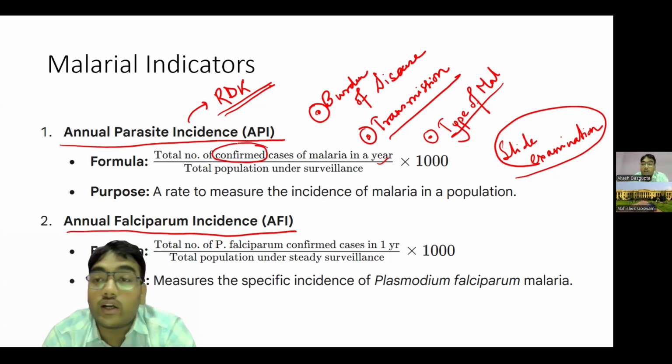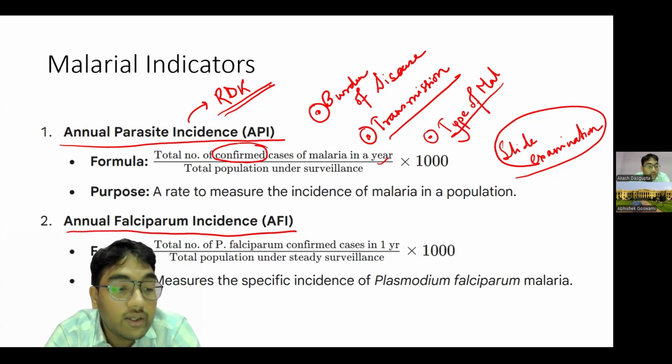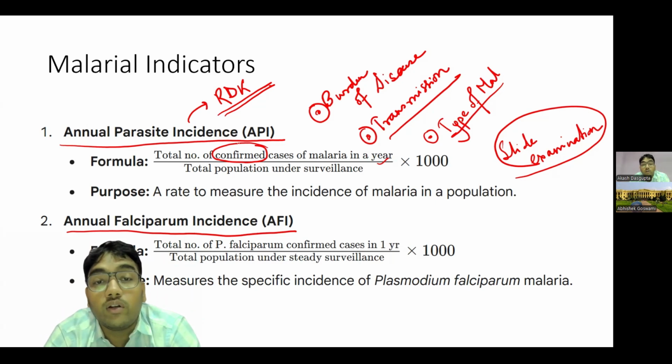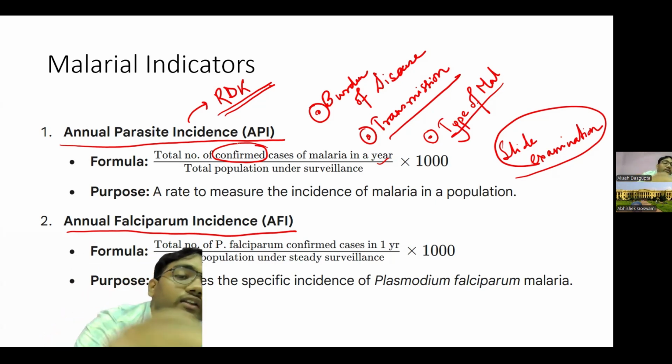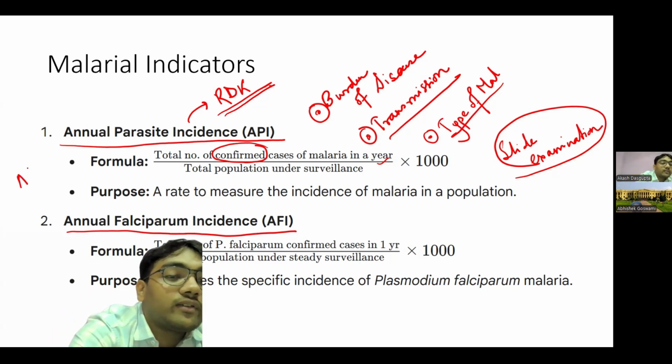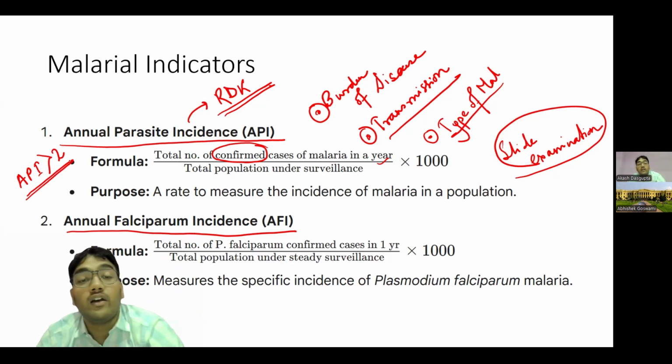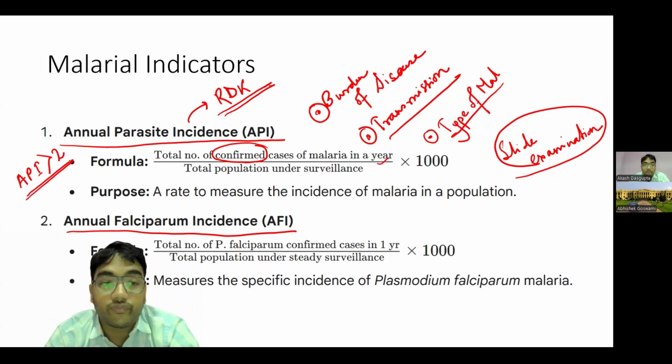In the rest of the country, cases should be confirmed by doing slide examination. In the Northeast only, you can use rapid diagnostic kits. Areas which have an API of greater than 2 are labeled as high risk areas for malaria transmission.